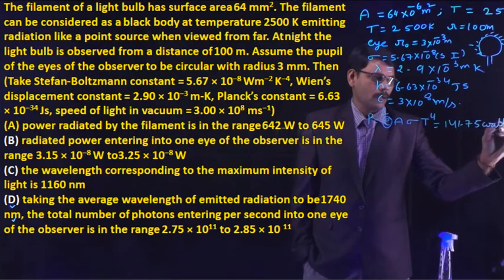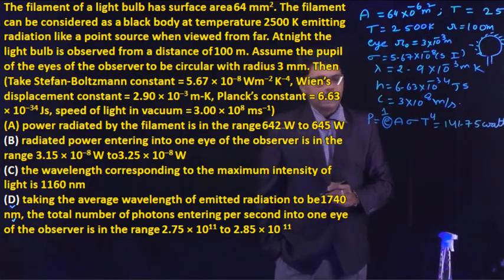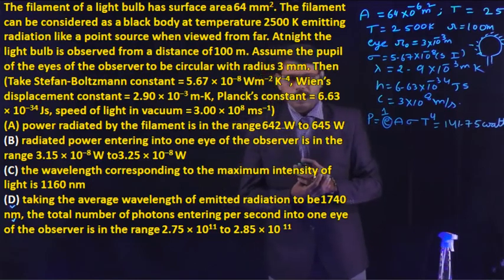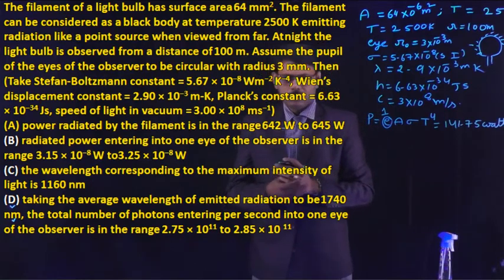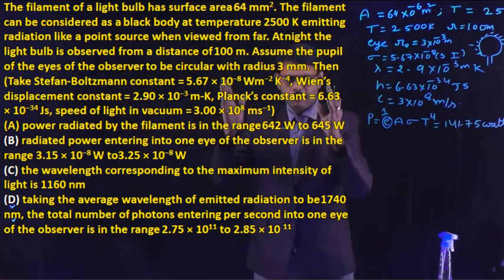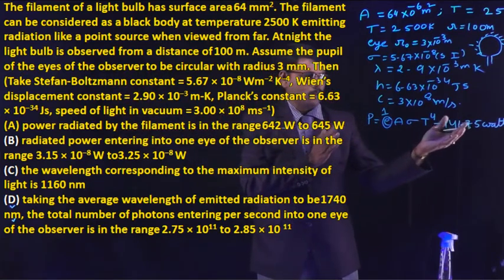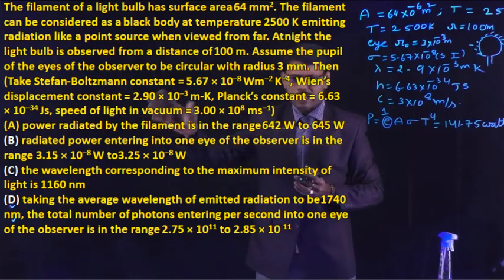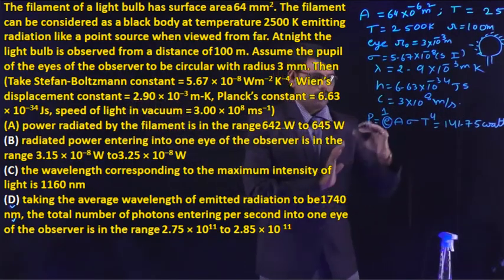141.75 watt is the energy radiated by the bulb. So when you compare the given answer, option A is wrong. In option A, given limits, this 141.75 watt power radiated by the bulb is not in the given range, hence the first option is not correct. Then we go for the second option.